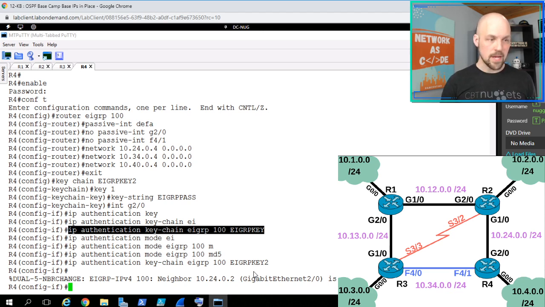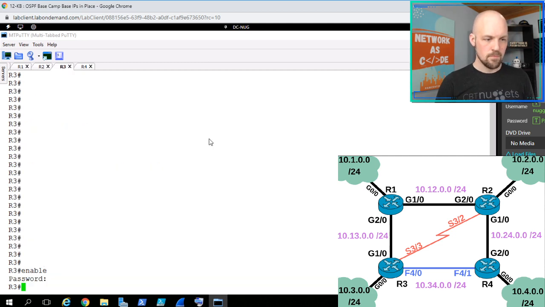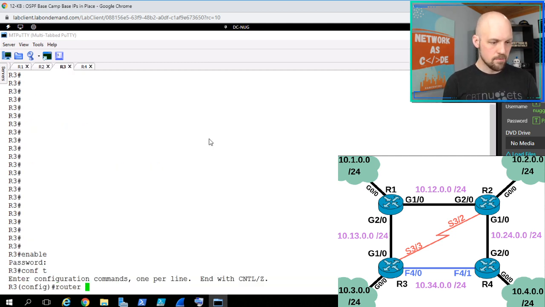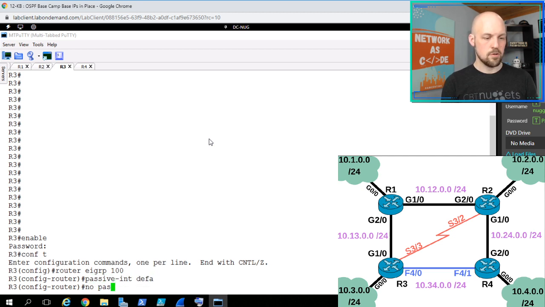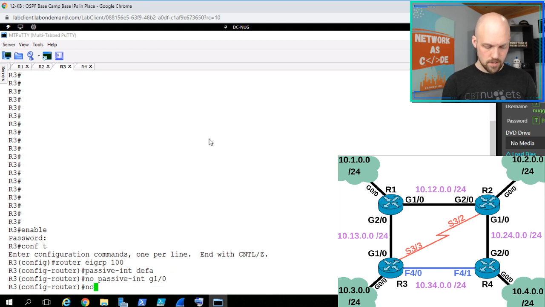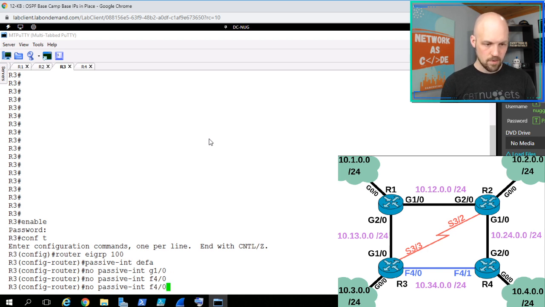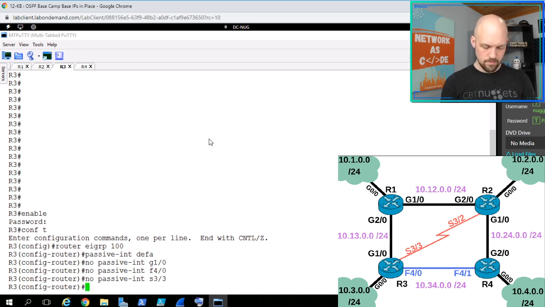All right, so next, router 3. Config t. Almost done with the boring stuff. Although the authentication was actually pretty interesting. No, wait. Passive-interface default. No passive-interface gig 1/0. No passive-interface F0. We're going to do the serial as well. And now let's get those network commands in there.